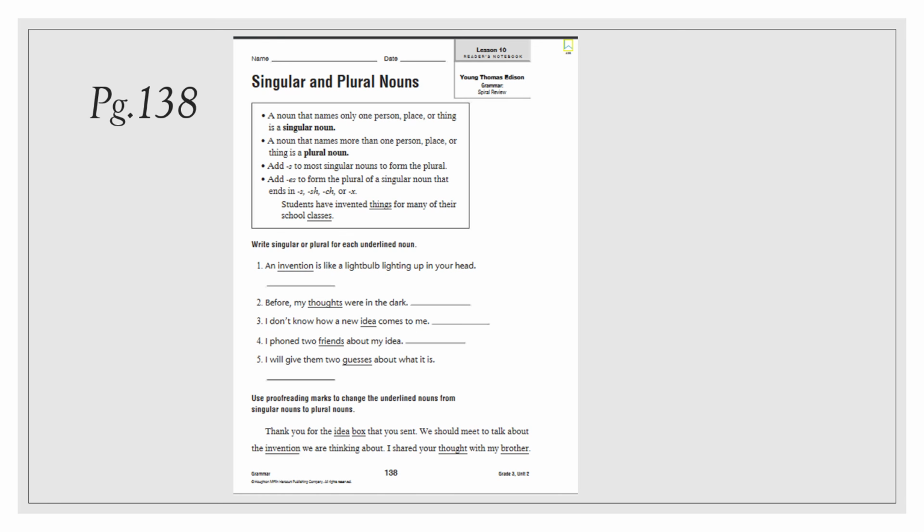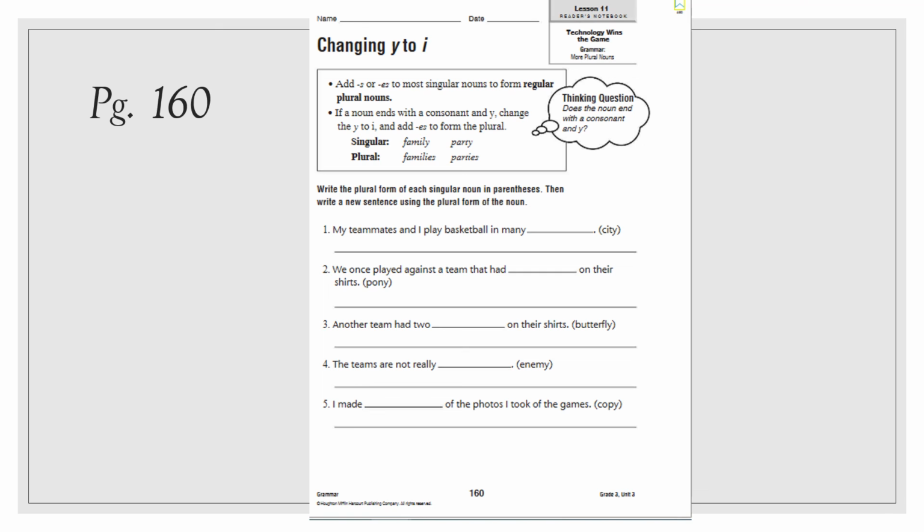Now you guys have to solve page 138 in your reader's notebook. It's very simple. You have to just write singular or plural for the first part, and in the next part you have to change each underlined noun from its singular form into its plural form. You also have to do page 160. It's talking about changing the Y into an IES, okay, because the noun ends with a consonant and a Y. So you have to delete the Y and add an IES.